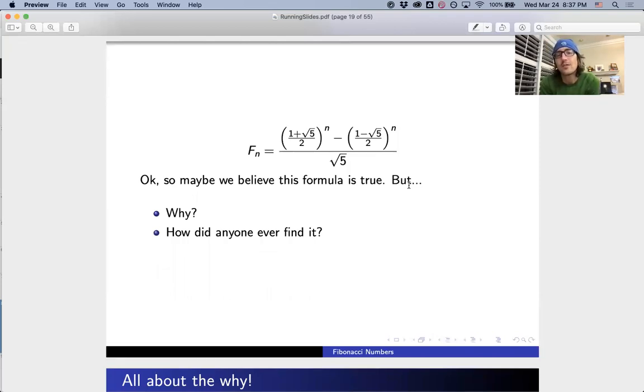How did mathematicians ever think that it could be this? Did they just try formulas at random? I want to show you that there's actually a very reasonable method that will produce exactly this formula, and that's what I want to do next.